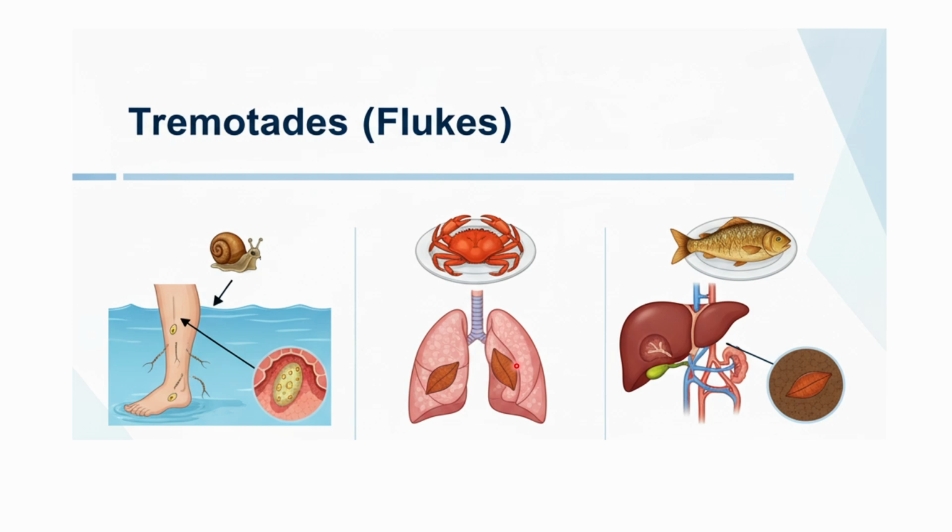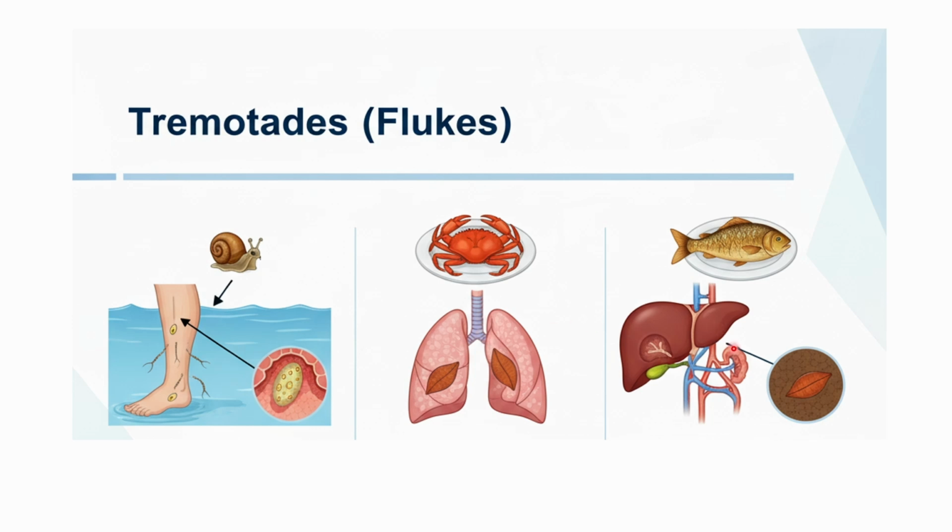Next, we have Paragonimus westermani, often called the lung fluke. It's caused by consuming undercooked crab meat. Once ingested, the flukes migrate to the lungs, where they can cause a chronic cough, hemoptysis, and often result in secondary bacterial infection of the lungs. The treatment here is also praziquantel.